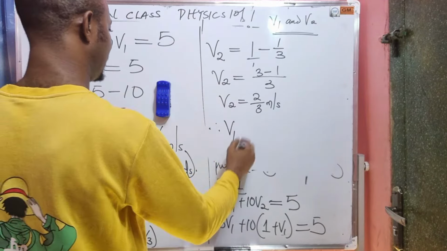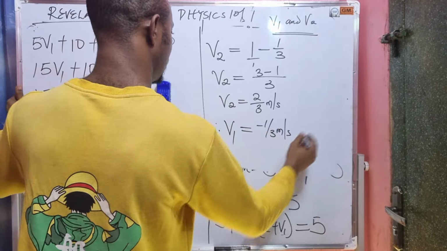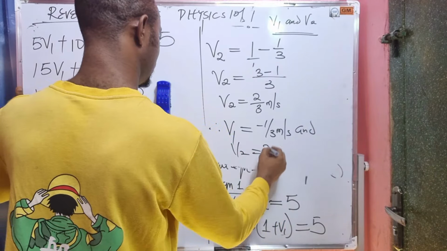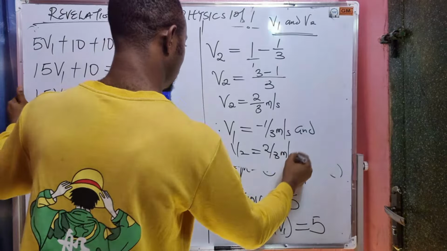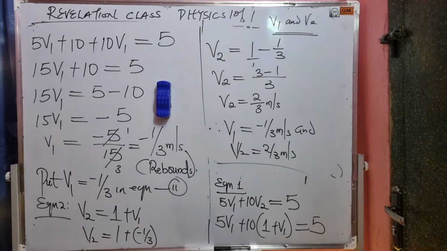Now let's take note. Therefore, we are saying that our v1 is minus 1 over 3 meters per second, and our v2 is 2 over 3 meters per second. Please take note of this.